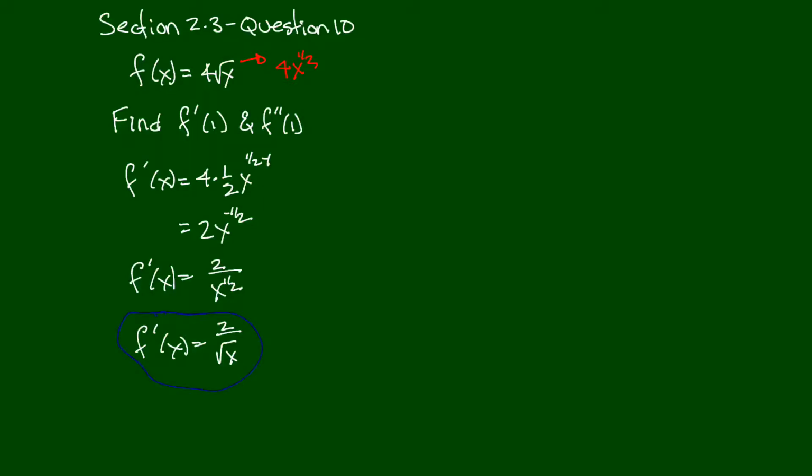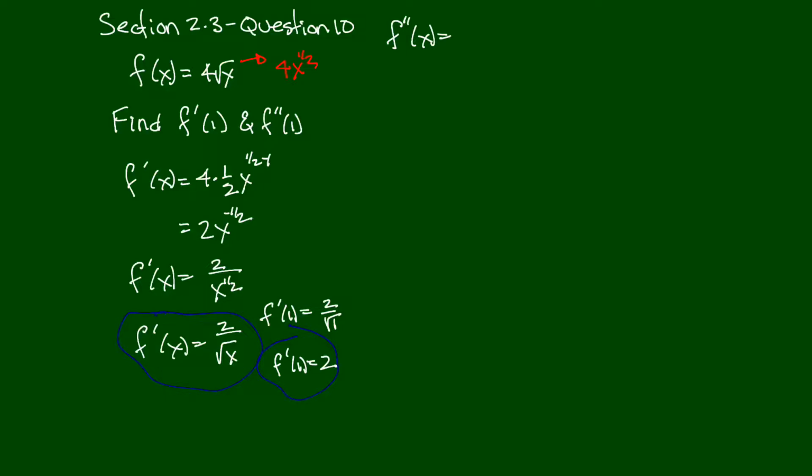And now if I evaluate this at 1, I'll get f prime at 1 is going to be 2 over the square root of 1. So f prime of 1 is just 2. So I've got that part done. Let's go get our second derivative. I'll do that up top here.